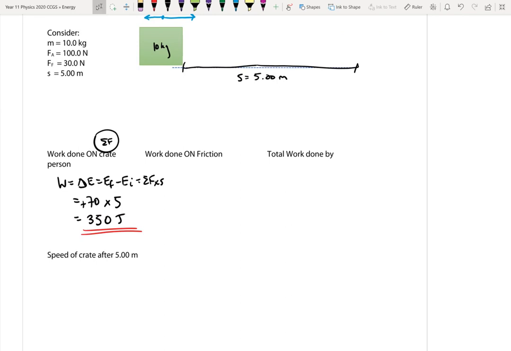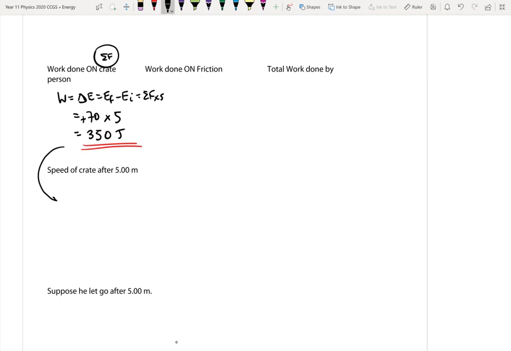So we could say, take that down to here and go work done equals a half mv squared, as I said, plus mgh final. We can cancel that out. So we've now got 350 equals a half mv squared. Let's throw the values in. A half of 10 is 5. V squared equals, whichever way you want to do it, let's just solve for v. V equals the square root of 350 over a half of 10 gives us 8.36.